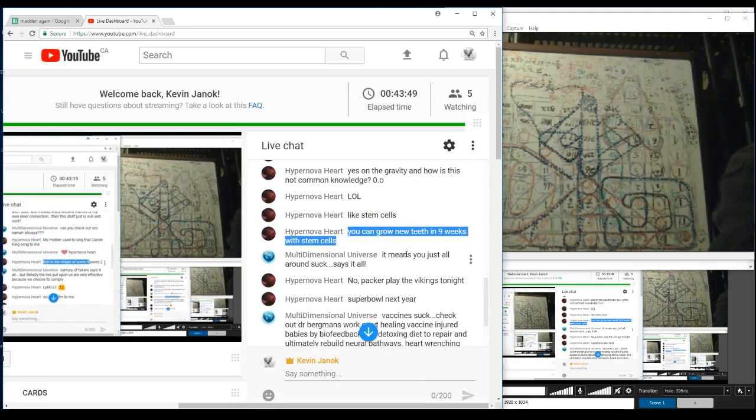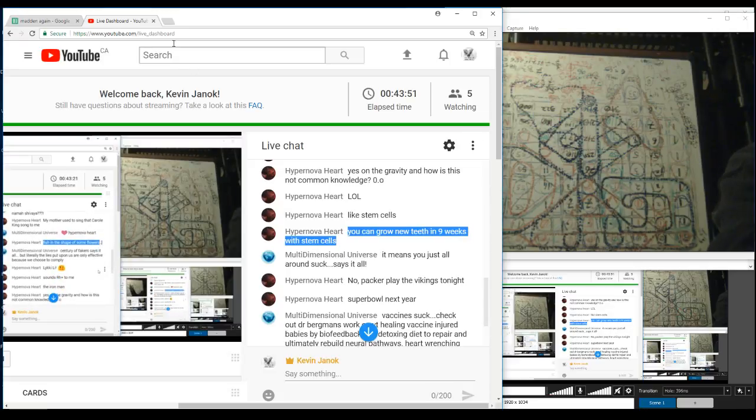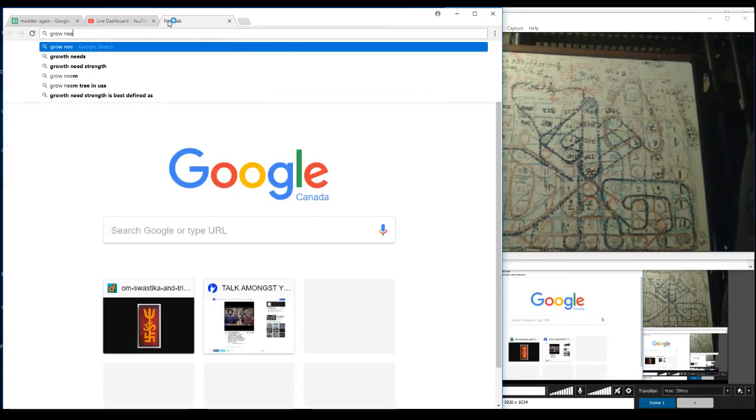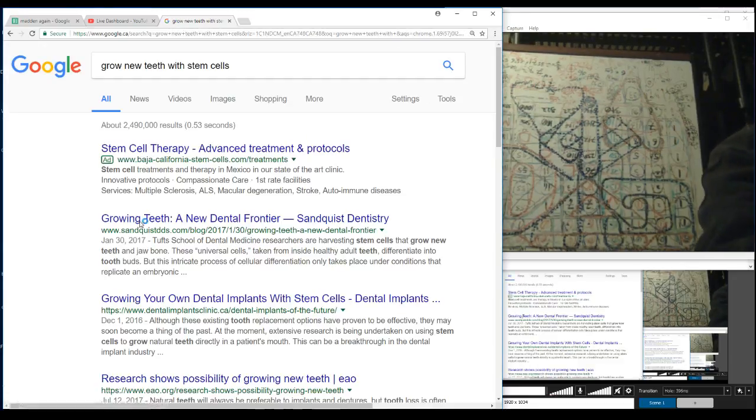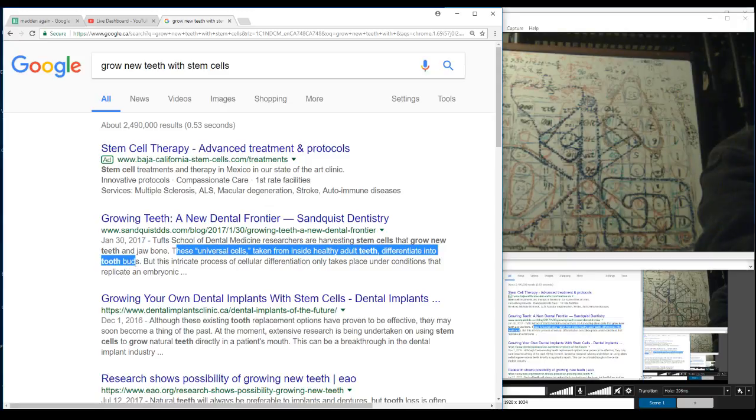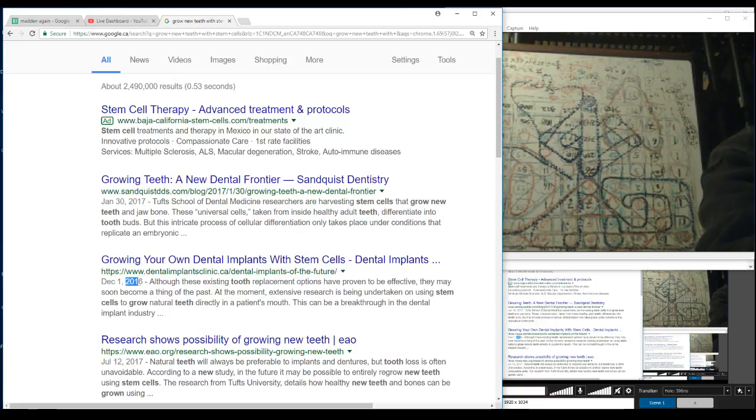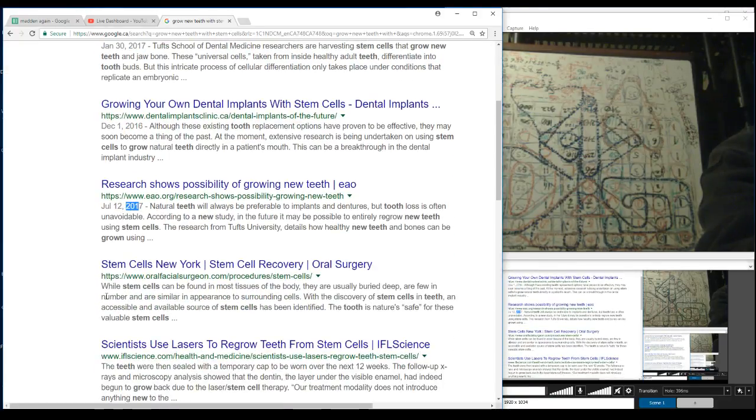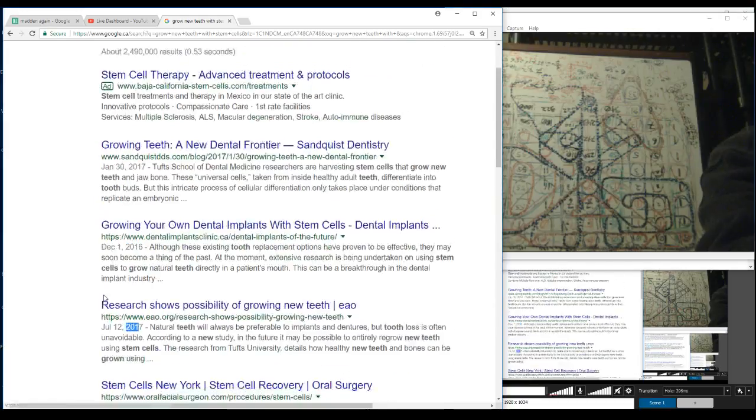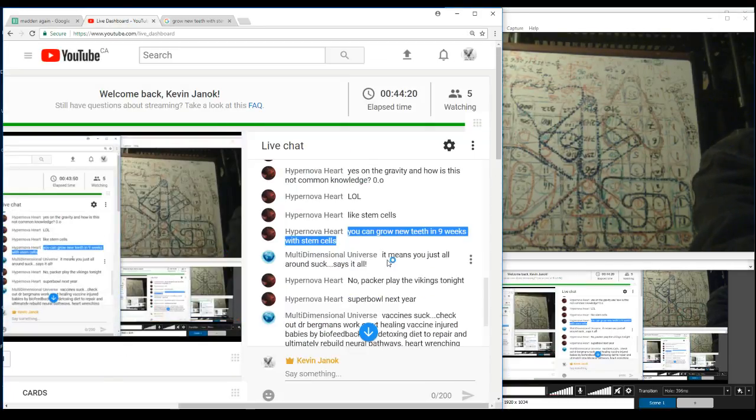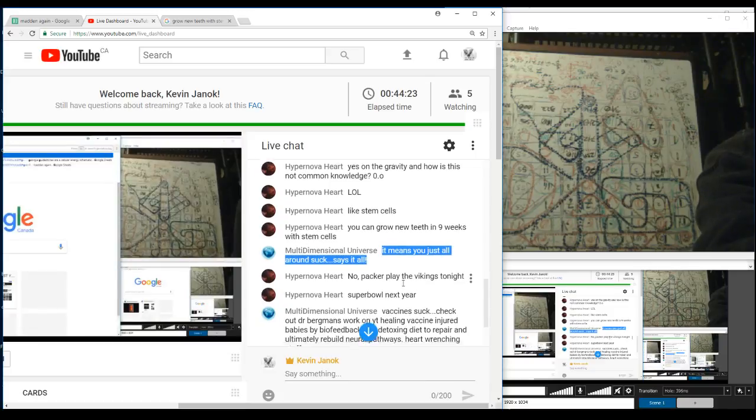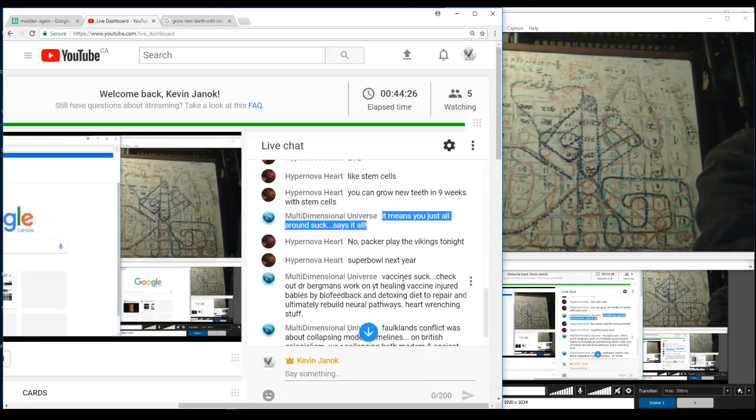I like stem cells. You can grow new teeth at 9 weeks with stem cells? What? Grow new teeth with... Wow. Alright, pops up. 2017, guy. December 2016. July 2017. Well, it's new to me, man. Thanks. Like, great. I know people that have a lot of broken teeth. It means you all around suck.